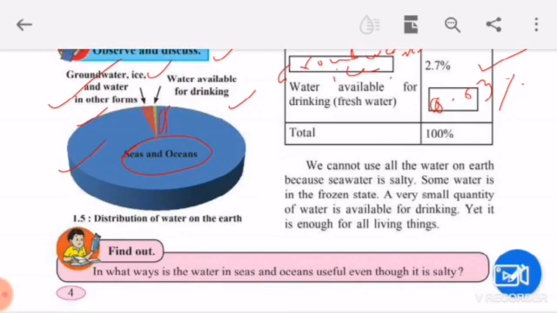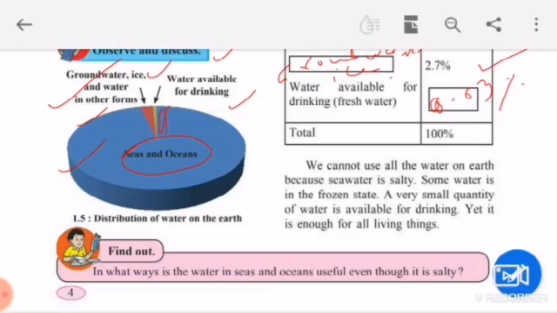In seas and oceans, the majority portion of water is covered, 97%. Then 2.7% of water on the earth is in groundwater, some is converted into ice and some is in other forms. And for drinking on this whole earth, for living things, the water available for drinking is a very least part, that is 0.03%.